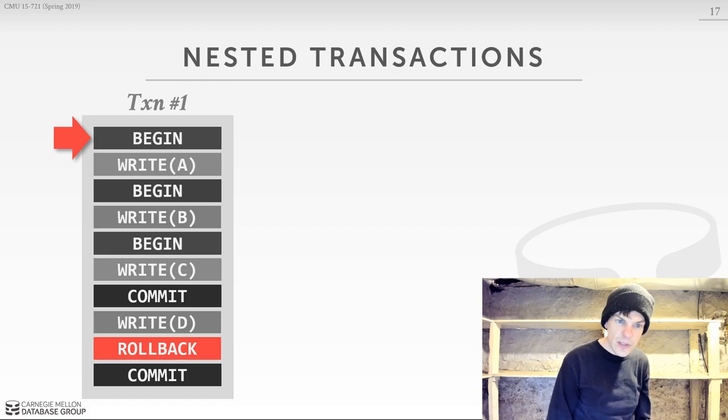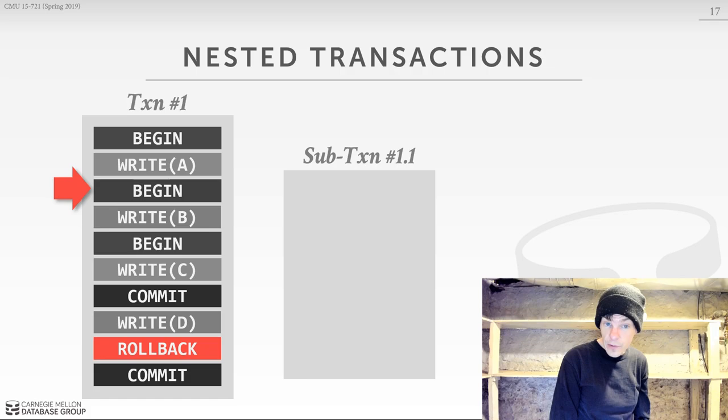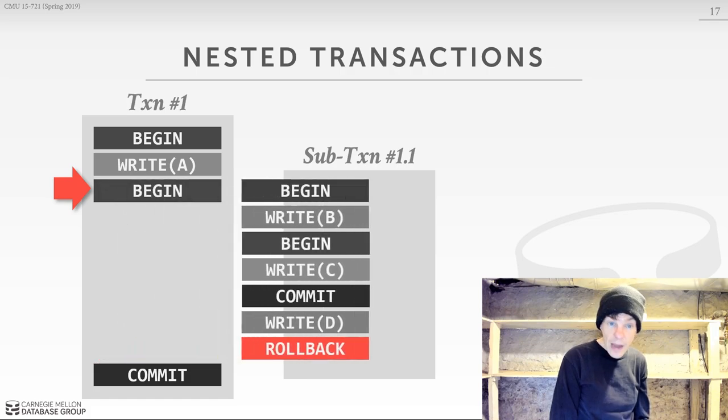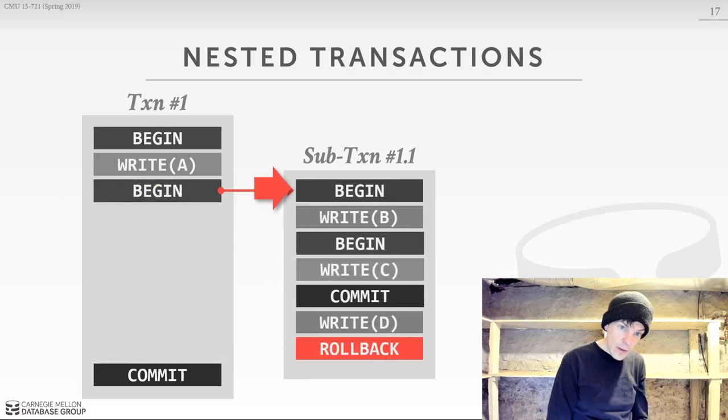For our purposes here, we do want to see at a logical level what's happening. So we first do a write on A. That's fine, but that's within our transaction. But then we see this begin statement here. What that's going to do is invoke a sub-transaction, 1.1, where all of the operations between that begin and before the final commit are going to be executed within the context of the sub-transaction.